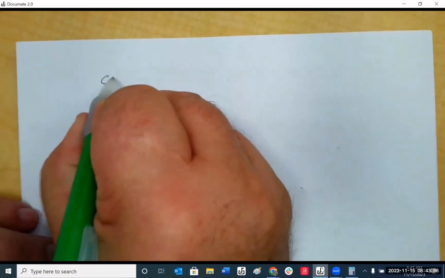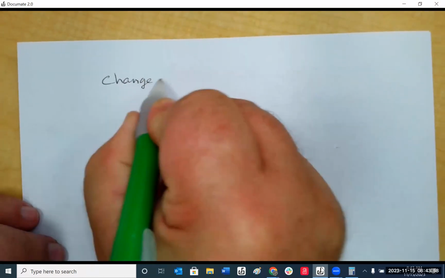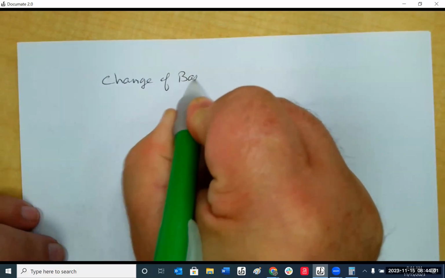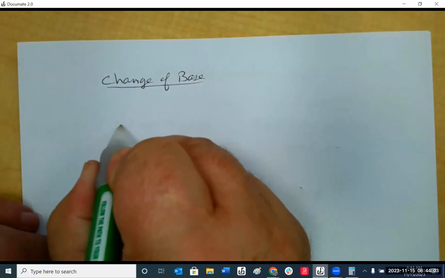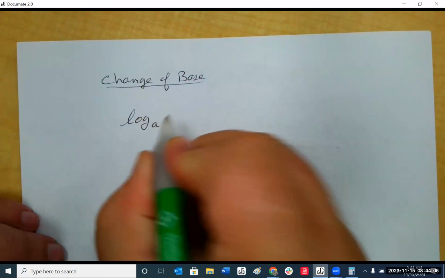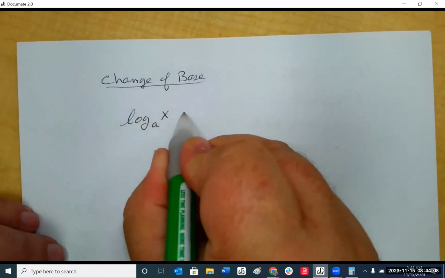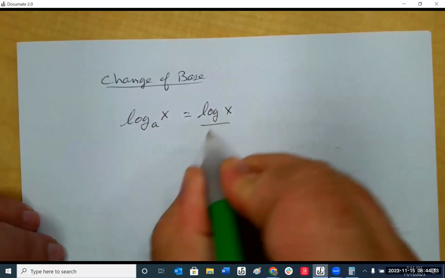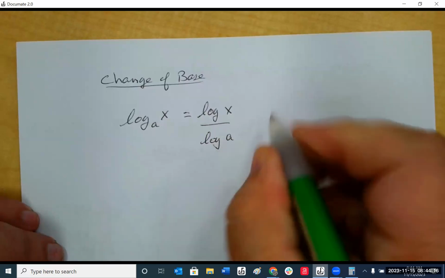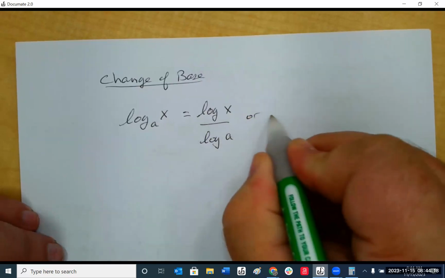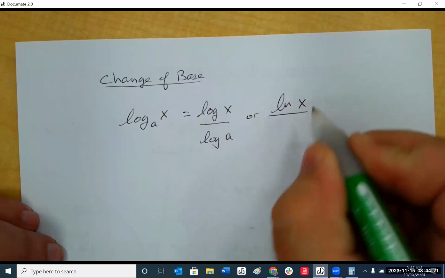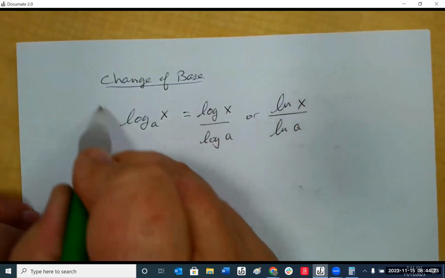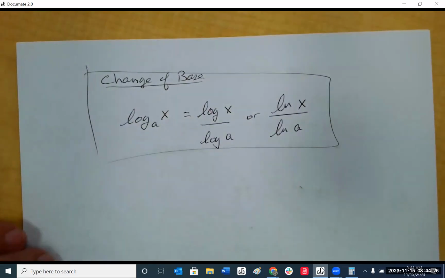Let me write that. So the change of base formula looks like this. Log base a of x, or, that's our formula.